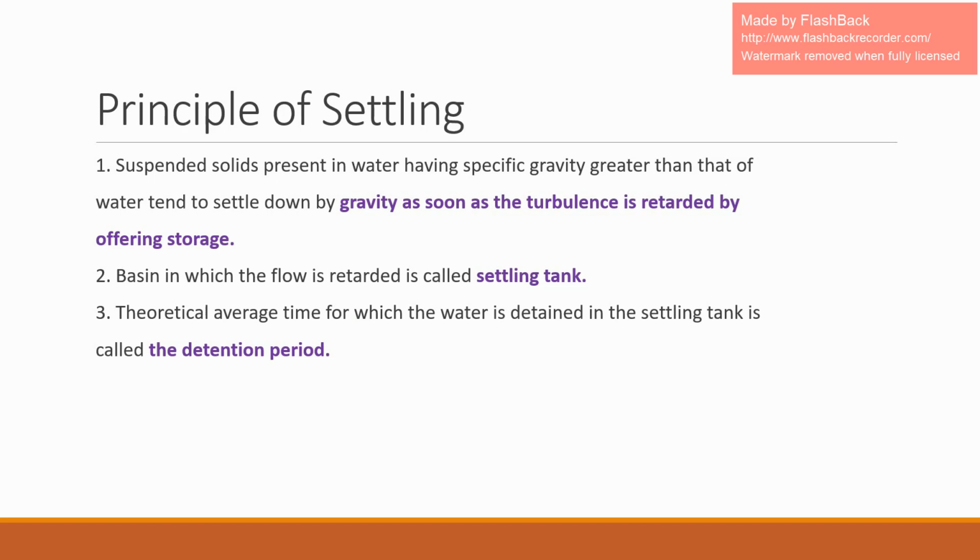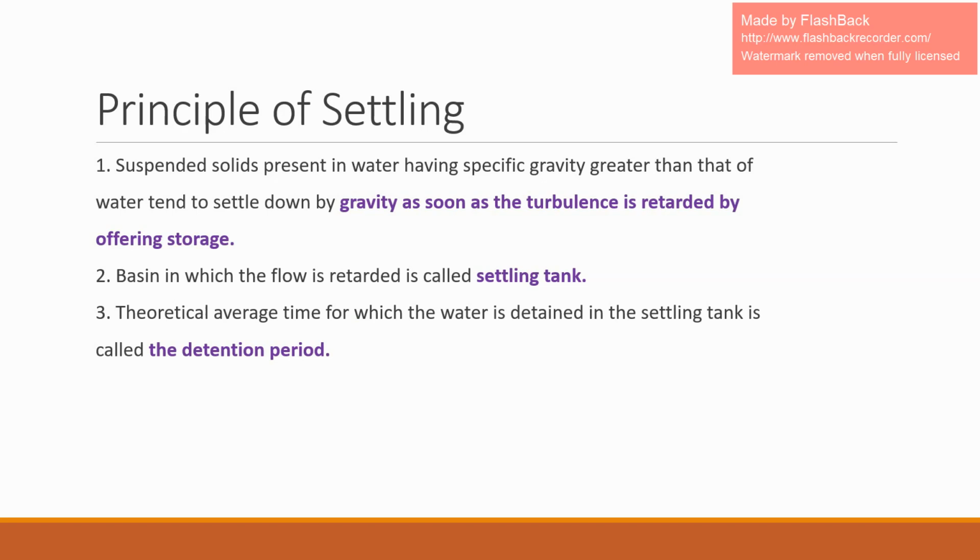These flow retarders are also known as settling basins. Flow retarders reduce the flow in the basin. Velocity is reduced, so such a basin you can call a settling tank. The third one is the theoretical average time for which water is retained in the settling tank, known as retention period. It is the time taken for particles to move from entry to exit.